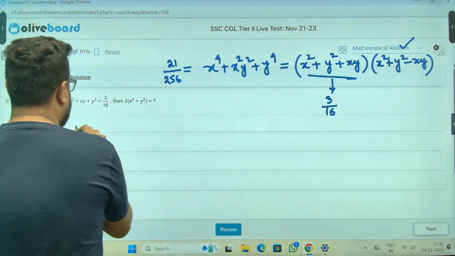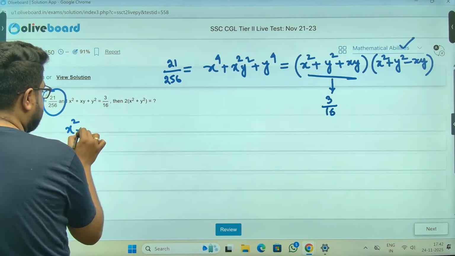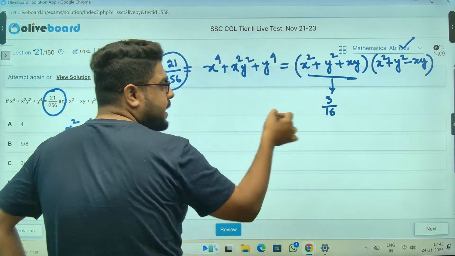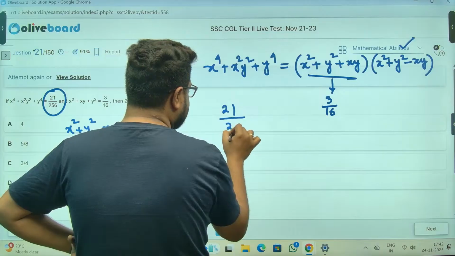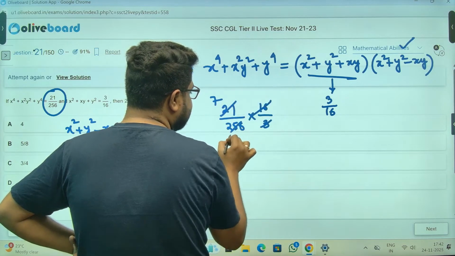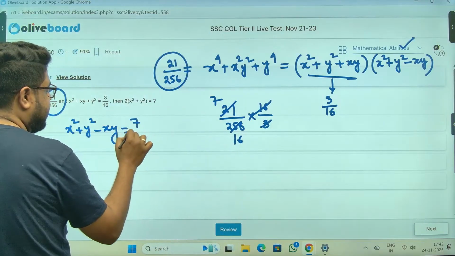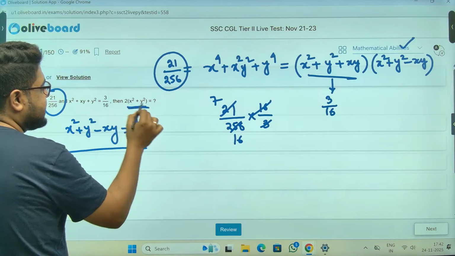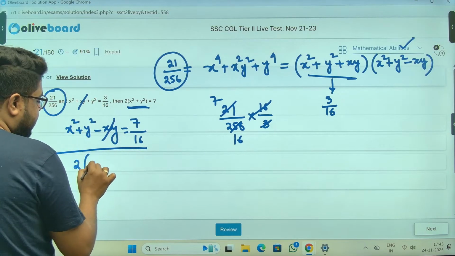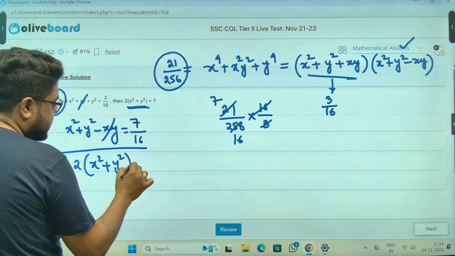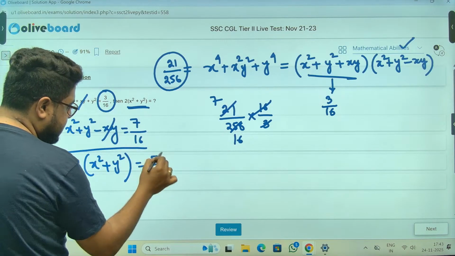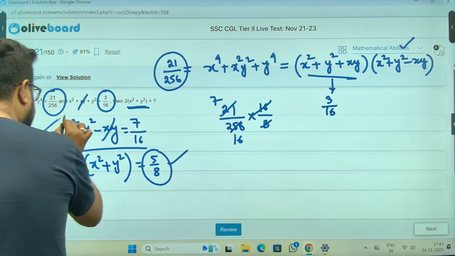So again, I'm just writing it here, x square plus y square minus xy. It will be how much? This thing divided by this thing, 21 by 256 into 16 by 3, 7, and this is 16. So this is 7 divided by 16, sir. I need x square plus y square, meaning I'll add them only because xy will cancel. I will get this directly. So 10 by 16, 7 and 3. So that means 5 by 8, sir. That's your answer. Option number B, sir.